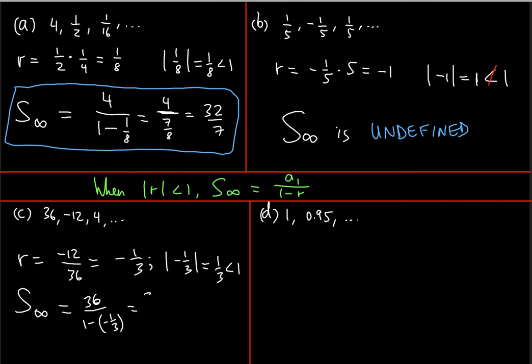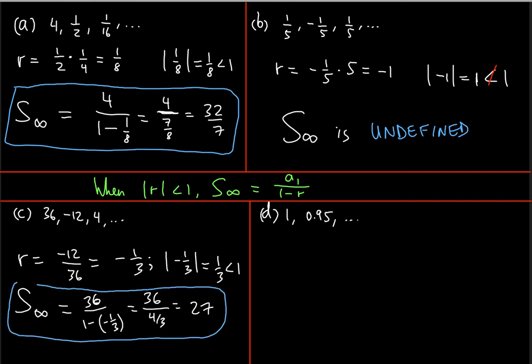Negative 1/3. So that should give you 36 divided by 3/3 plus 1/3. So that's 4/3. So as you can see, 3 will multiply the 36, but let's divide 36 by 4, we get 9. 9 times 3 is indeed 27. Okay? So here we were successful. The sum of all terms in the sequence is 27.